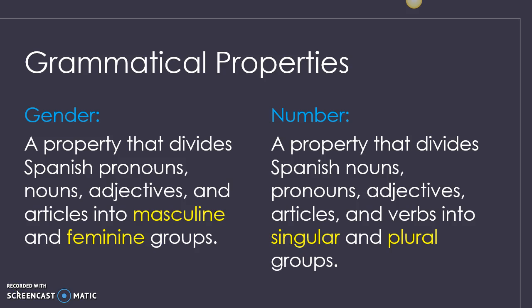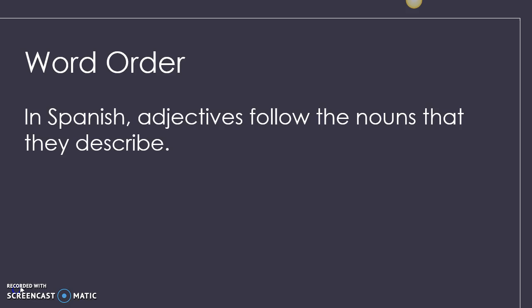Gender is a property that divides Spanish pronouns, nouns, and adjectives into masculine and feminine groups. Number is a property that divides Spanish nouns, pronouns, adjectives, articles, and verbs into singular and plural groups. In Spanish, noun-adjective word order is different than in English. In Spanish, adjectives follow the nouns that they describe.